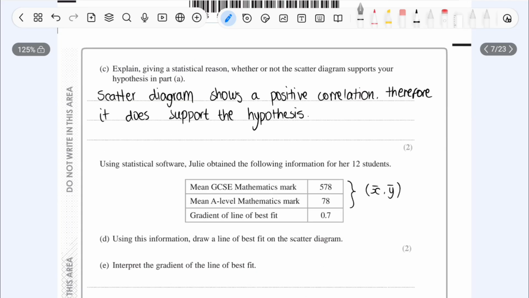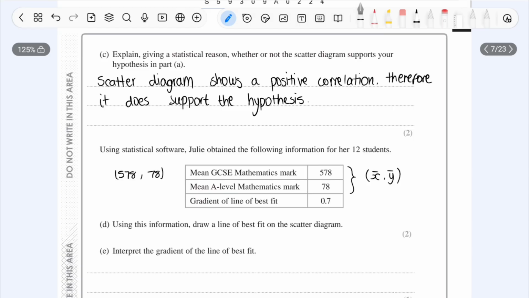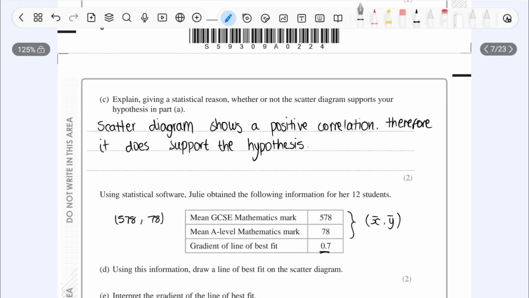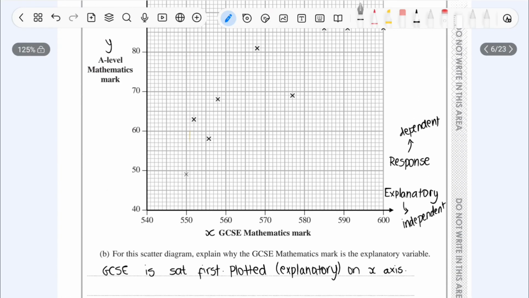So that does give us 578 as our x value and 78 as our y value. And the idea of a line of best fit is that it goes through the double mean point and it also has the gradient. And the gradient is 0.7. Then the mark scheme does give you a leeway. You need to make sure your gradient's between 0.6 and 0.8. But it's just good practice to nail it down first try and get 0.7 and not leave it a chance.